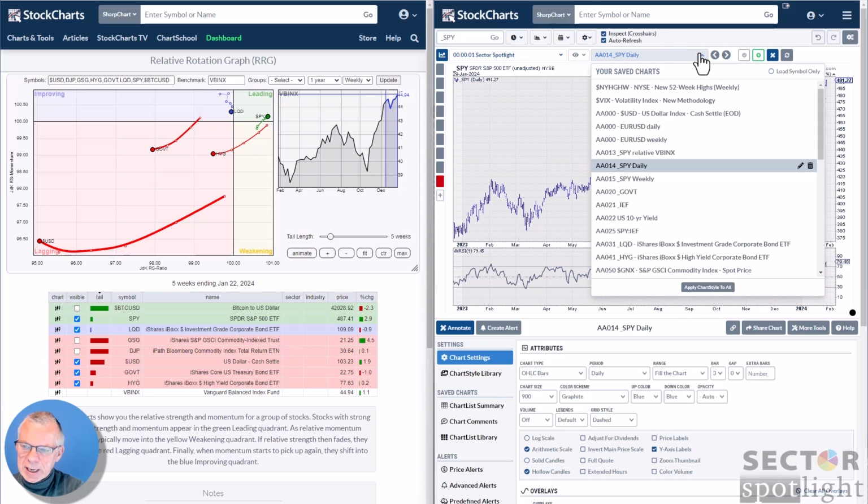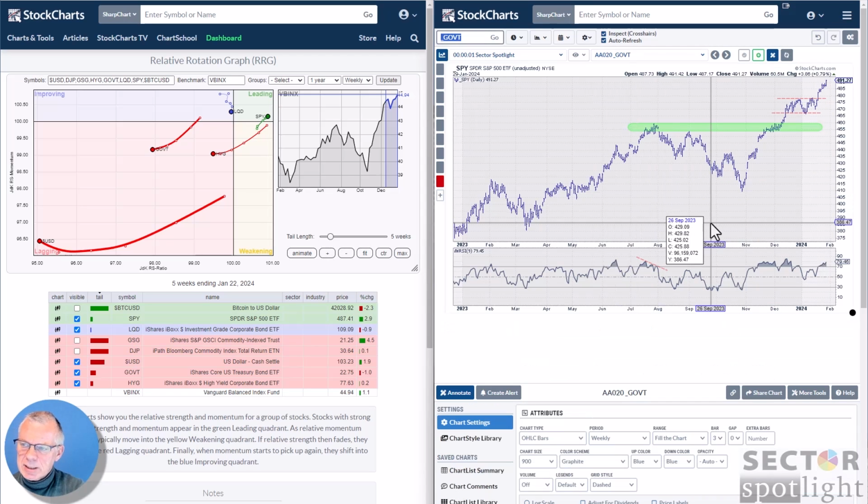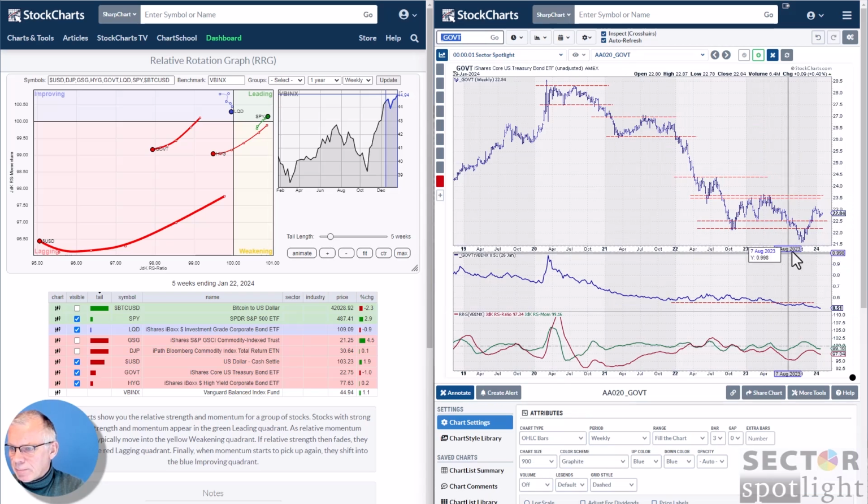So, a quick look at government bonds. They moved back into that range. A little bit of a setback here, but it looks as if we're starting a new series of higher highs and higher lows. But more importantly, the relative strength of government bonds versus VBINX is moving lower, and it's continuing to move lower, and that means that there is a very clear preference for stocks over bonds.